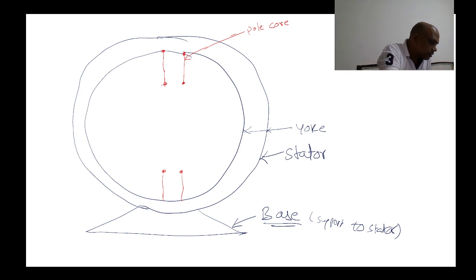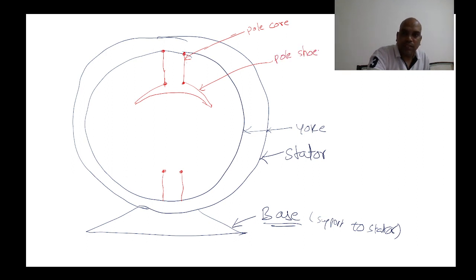Next, this one is the pole shoe. This one is called the pole shoe. What is the function of the pole core? The pole core gives support to the pole shoe.